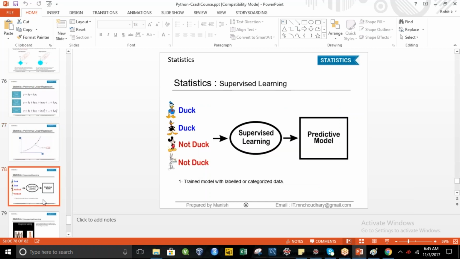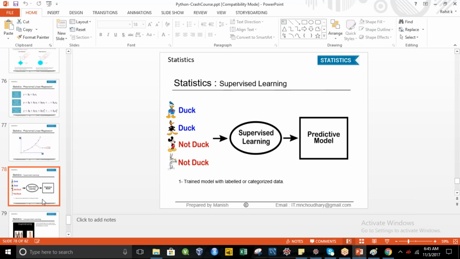Now, a very interesting thing we should see. There are two types of learning: supervised learning and unsupervised learning. So, does anybody have an idea what supervised learning and unsupervised learning are?